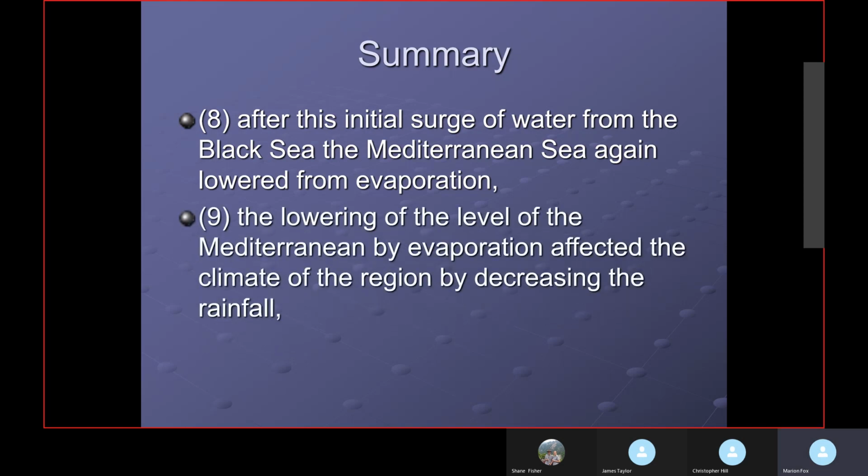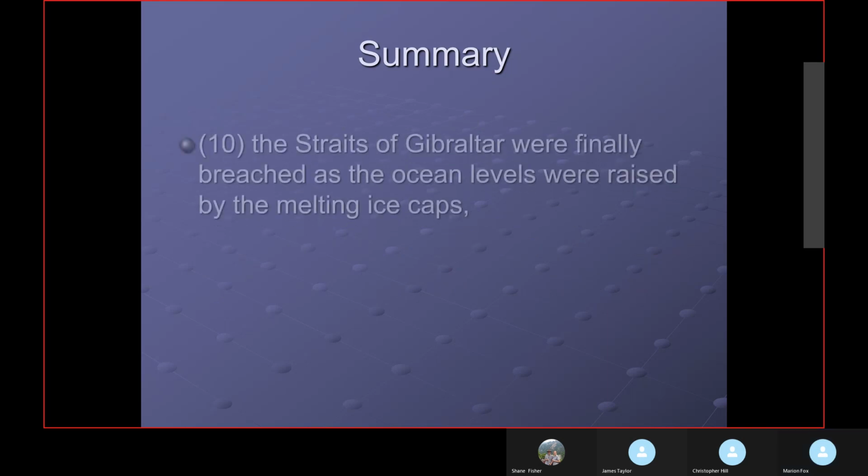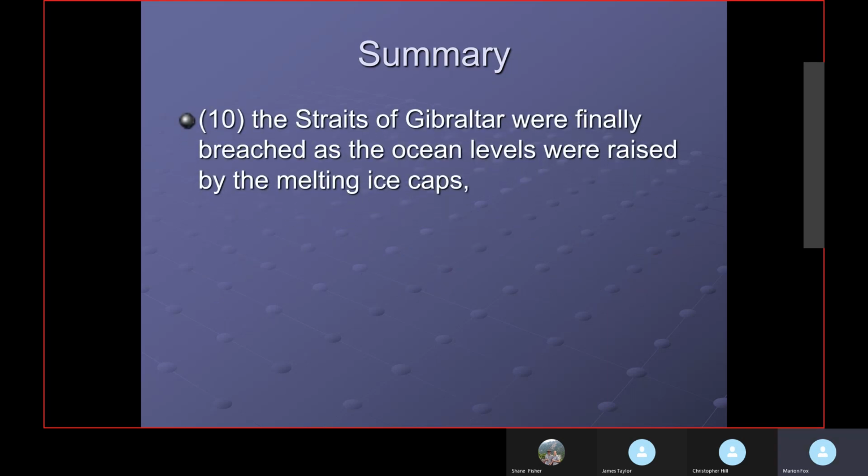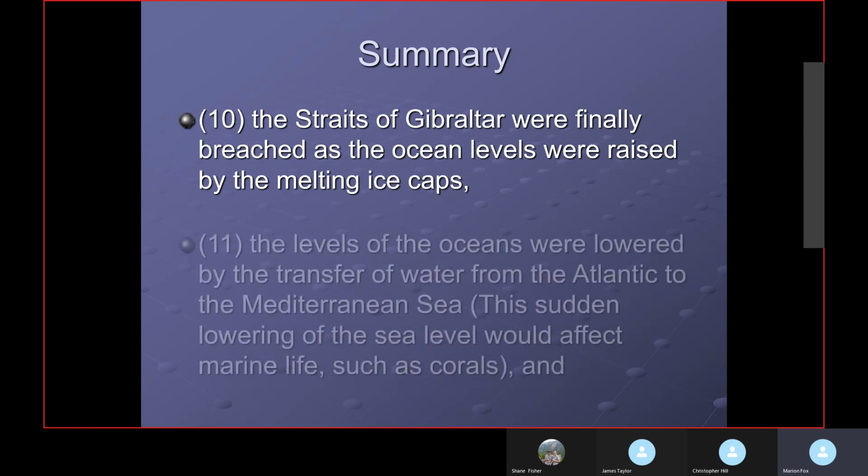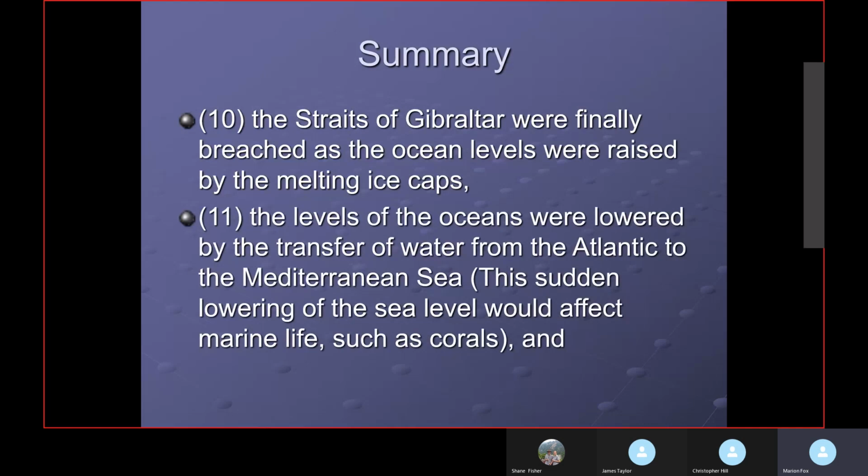Too much evaporation. The lowering of the level of the Mediterranean by evaporation affected the climate of the region by decreasing the rainfall, perhaps producing famine in various places, perhaps during the time of Abraham and Joseph. The Straits of Gibraltar were finally breached as the ocean levels were raised by the melting ice caps and the fluvial lakes draining into the ocean as well. Bonneville and Gazes and other fluvial lakes. The levels of the oceans were lowered by the transfer of water from the Atlantic to the Mediterranean Sea.